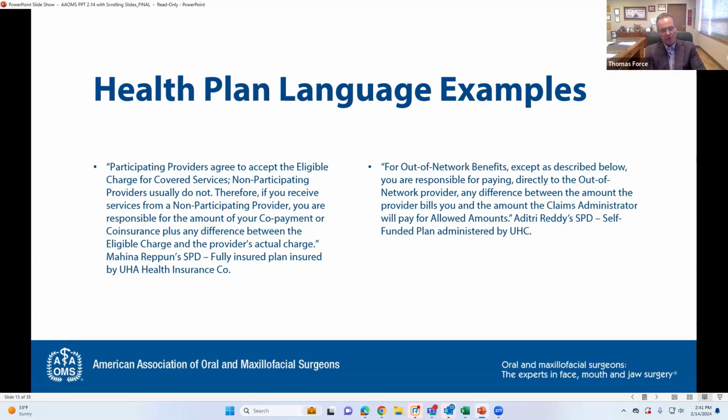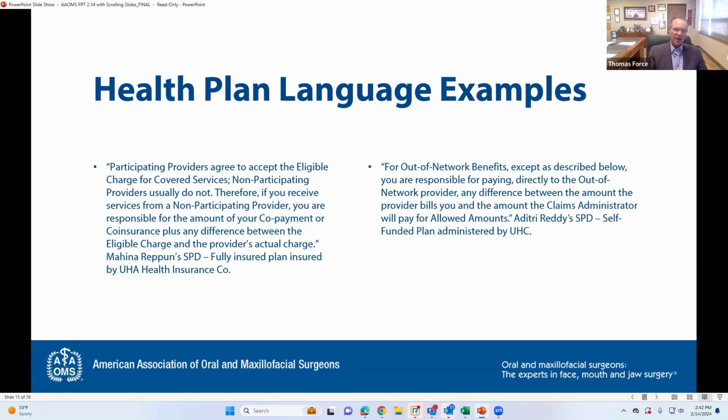My patient has a contract with Aetna. All right. In those contracts, most of them contain language like this. So look at this one insurance policy, the bullet to the left. It says, participating providers agree to accept the eligible charge for covered services. That's the fee schedule. Non-participating providers usually do not accept the fee schedule. Therefore, if you receive services from a non-participating provider, you are responsible for the amount of your co-payment or co-insurance plus any difference between the eligible charge and the provider's actual charge.